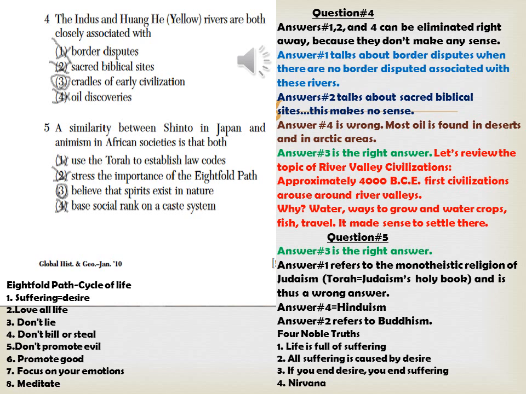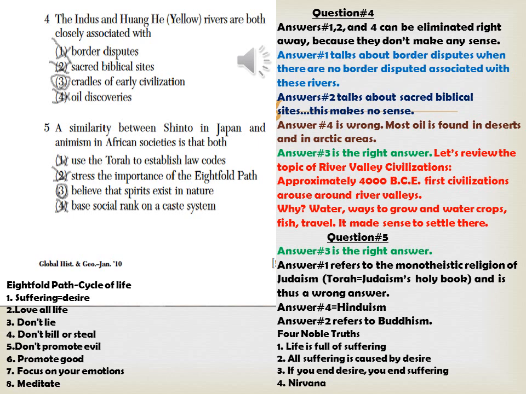Alright, so let's move on to number 5. A similarity between Shinto in Japan and animism in African societies is that both. When you think about those religions, you don't have to know a lot about them, but let's review those answers. Answer number 1, use the Torah to establish law codes. When you see Torah, you have to think about Judaism. It's the sacred book of Judaism, just like the Bible is the sacred book of Christianity and the Quran is the sacred book of Islam.